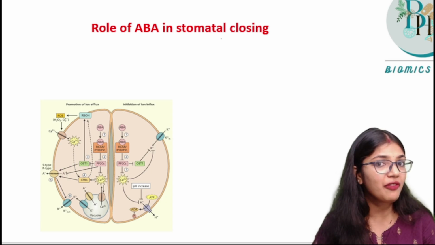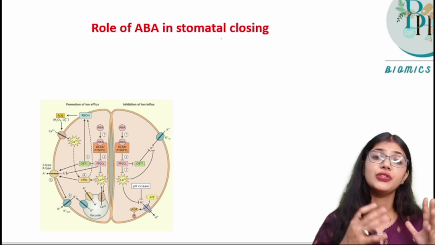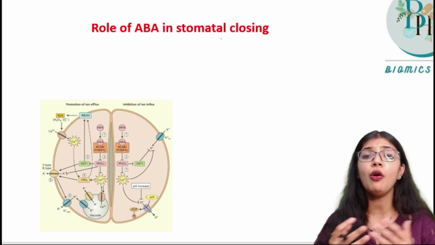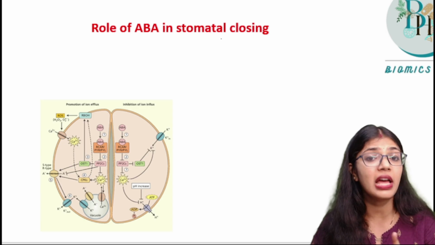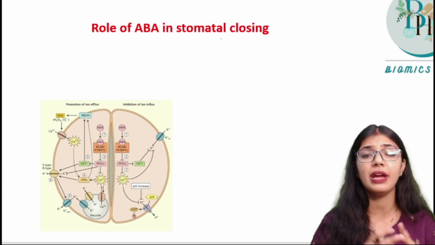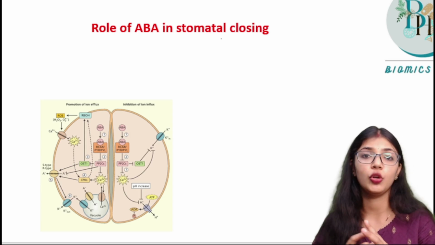The plant does not have any brain, so how is this opening as well as closing of stomata, whether the process of transpiration will take place or it will be inhibited, controlled without any brain? So the answer is, it is by the abscisic acid. The plants have phytohormones. One of the phytohormones is abscisic acid, which controls the stomatal closing.